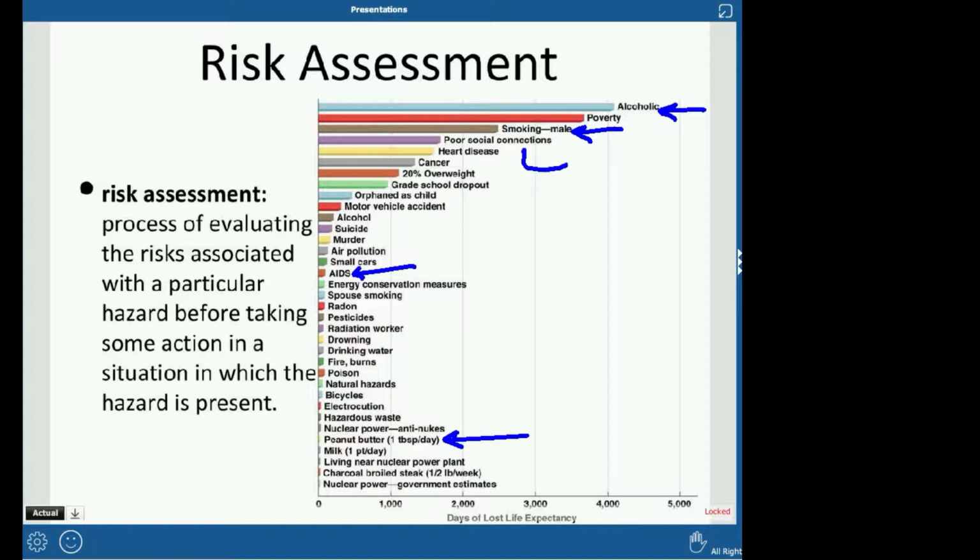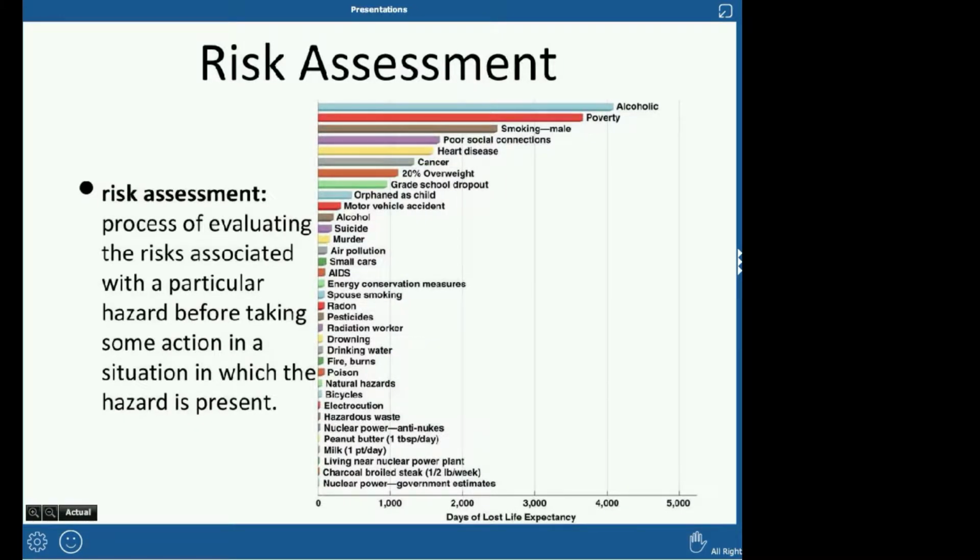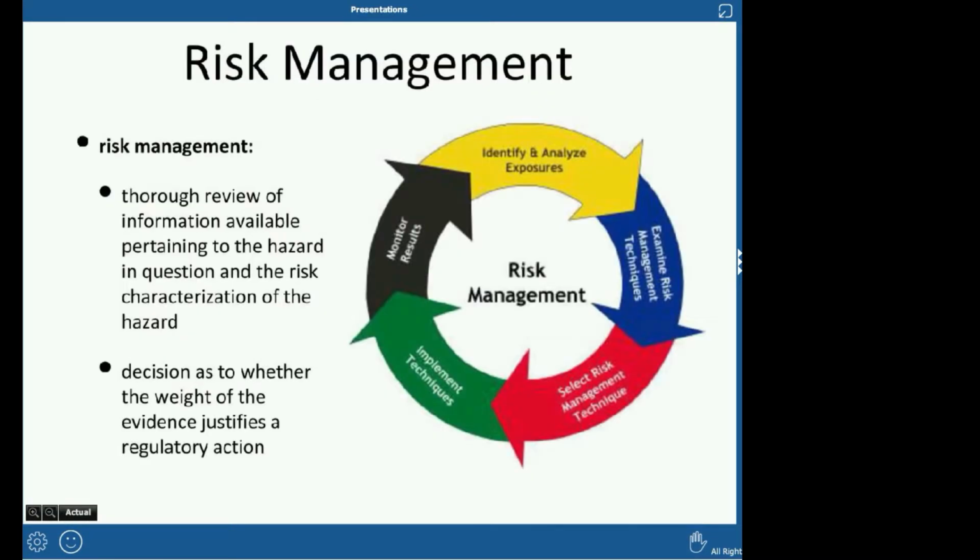My kids always felt bad about this. Poor social connections, right? If you don't have a lot of friends or whatever. It's kind of interesting how you can see the different risks, like drinking water. Drinking water is usually pretty important. I'm drinking water right now. But if you drink too much water, it can reduce your life expectancy. So it's kind of interesting to just look at these things and look at your risk.